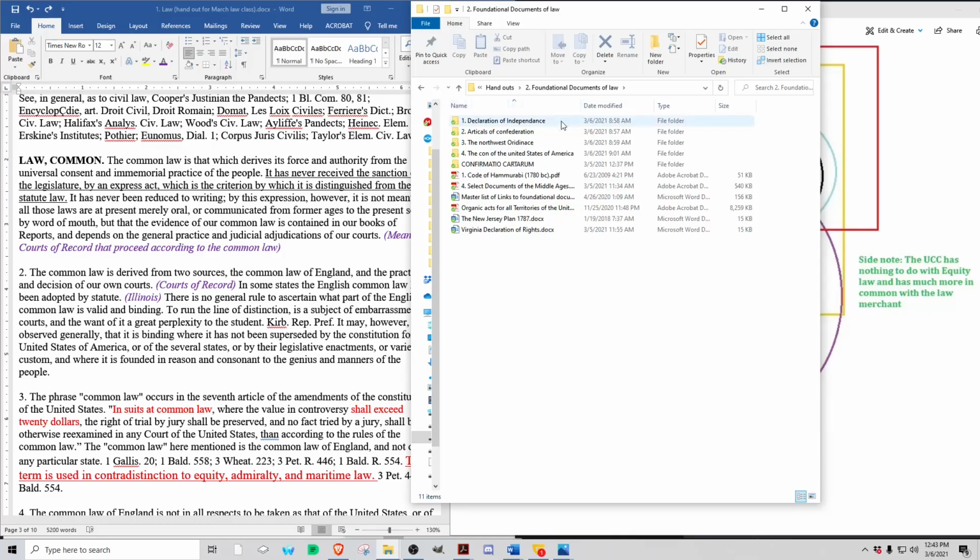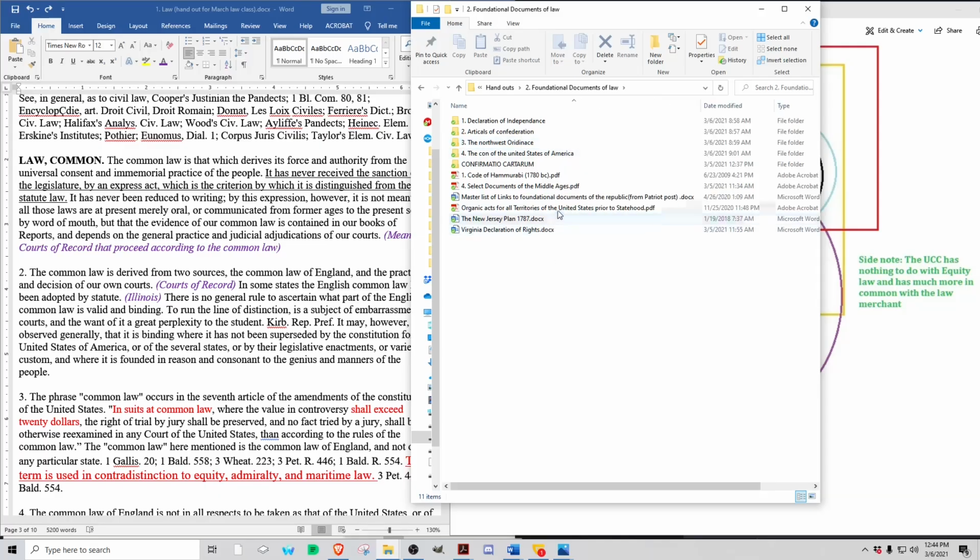The foundational documents include the Declaration of Independence, Articles of Confederation, Northwest Ordinance, the Constitution of the United States of America, and the organic acts of all the territories prior to statehood. This was a very interesting document that I was stunned even existed. All of the organic acts, all of the territorial acts, are in this one PDF before they became states. And I tell you what, there is a tremendous amount of common law information hidden in the territorial acts of each state before it became a state. I highly suggest everybody get around to reading this at some point.